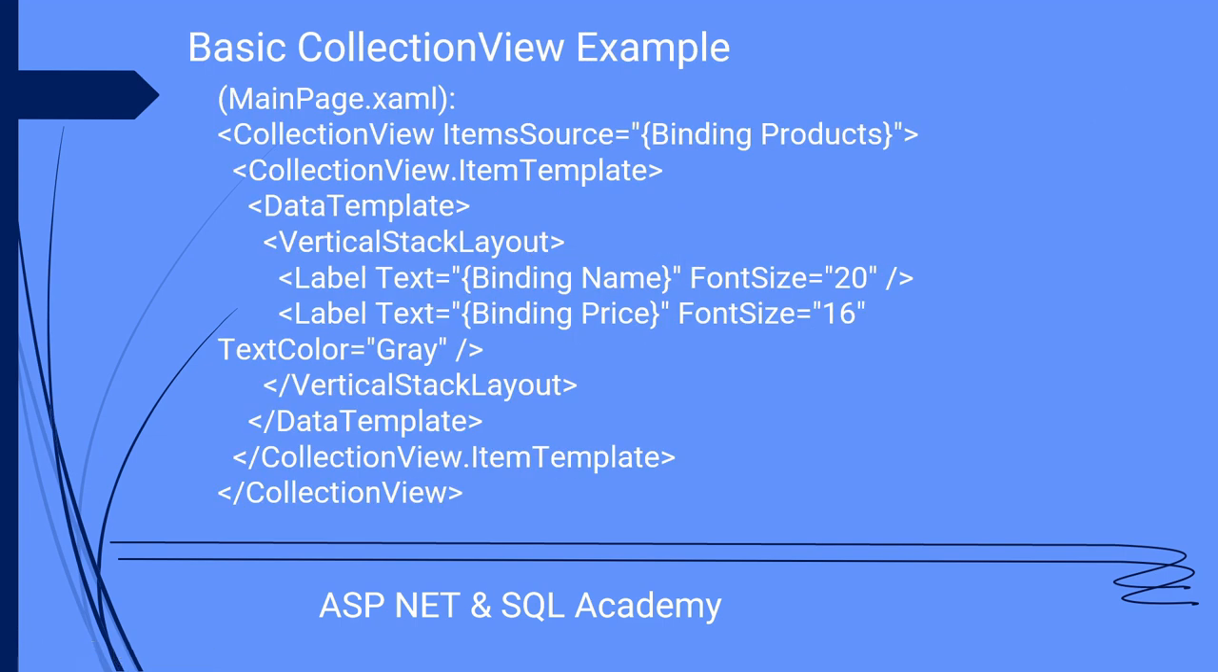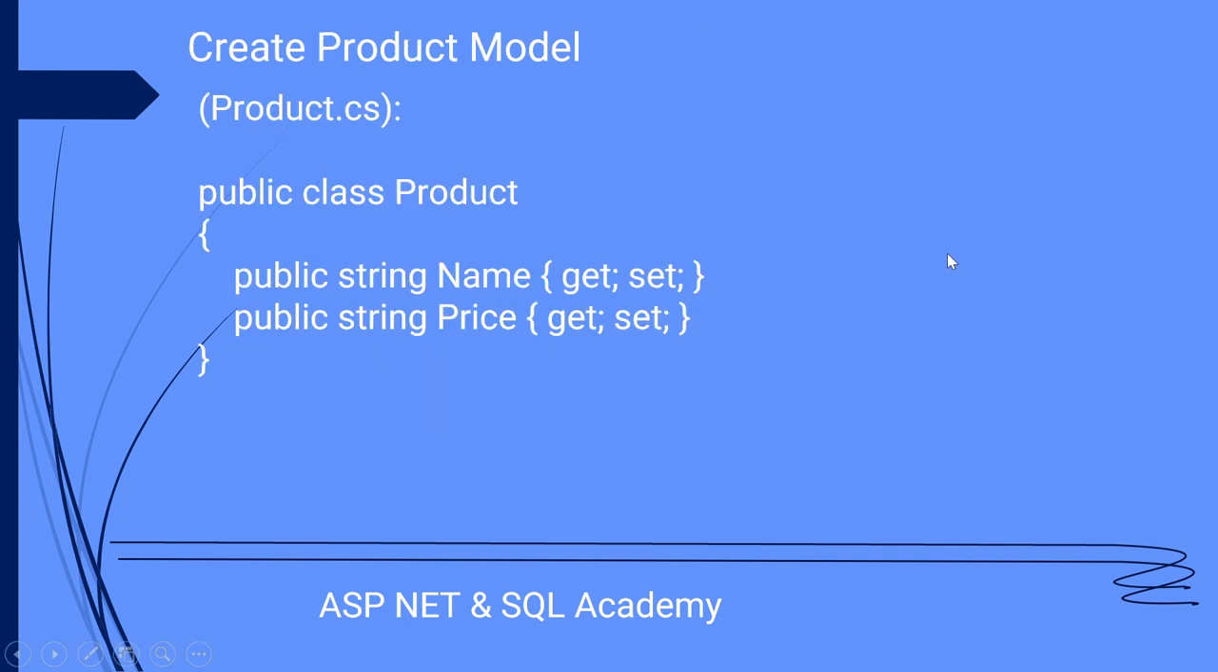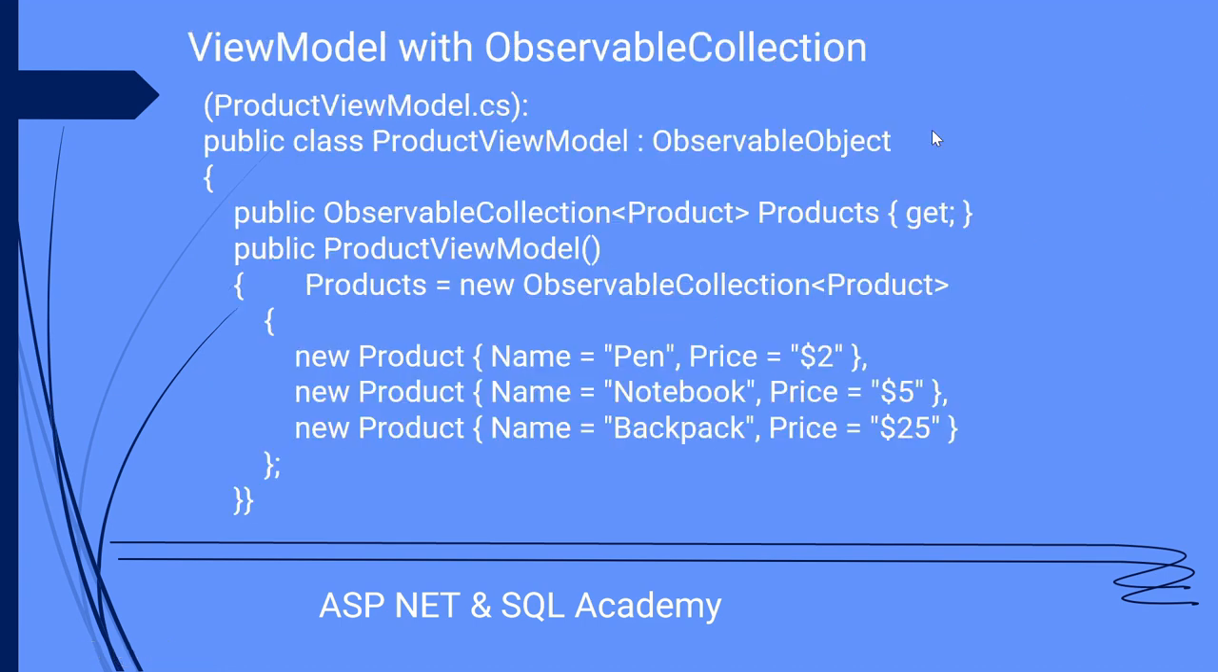Here is a simple CollectionView that binds to a products collection. Each item displays a product name and price. We will define a simple model class called Product with properties for name and price. We use ObservableCollection so that changes in the list reflect automatically in the UI.